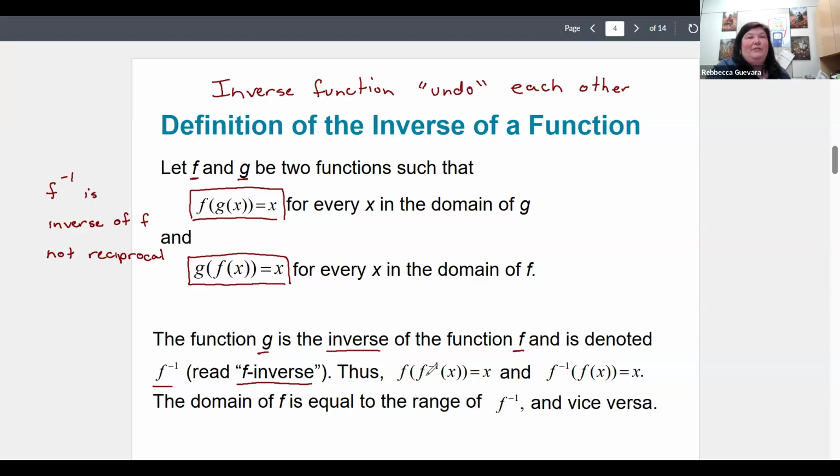Thus, f composed with f inverse equals x and f inverse composed with f equals x. The domain of f is equal to the range of f inverse and vice versa. So what we have here is that we have a function f, and then we had g of x, which, if this is true, we can say that g of x is just this f inverse. And technically, I can say that f is also just g inverse, but we're going to do this just one way for right now.